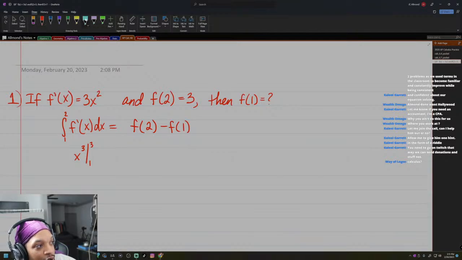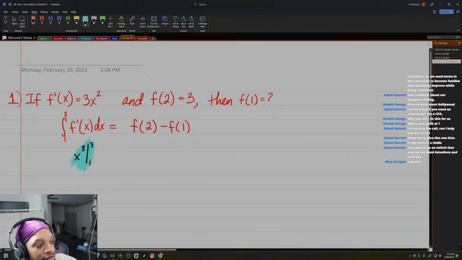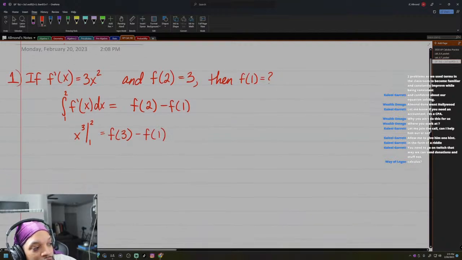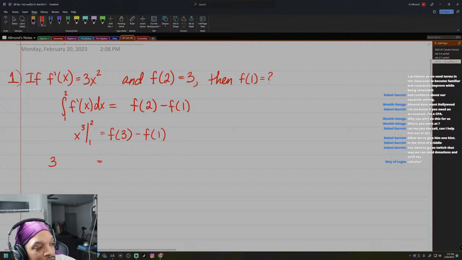You see this little bar notation from 1 to 3? Oh, I put 3 where I was supposed to put 2. But that still equals f of 3 minus f of 1. And so the left side of the equation, you see how that's F of 3? Isn't it F of 2? Yeah, you're right. I'm tripping. Yes, it's f of 2 equals 3. That's what I meant to put.